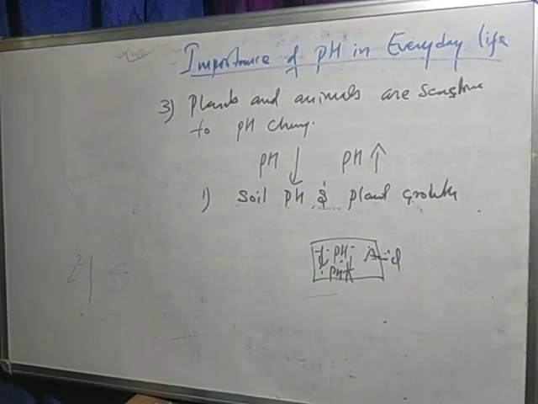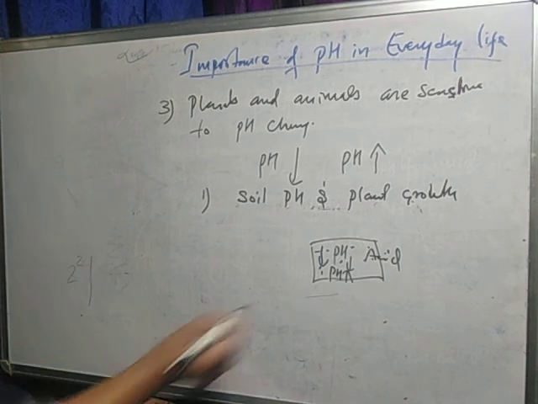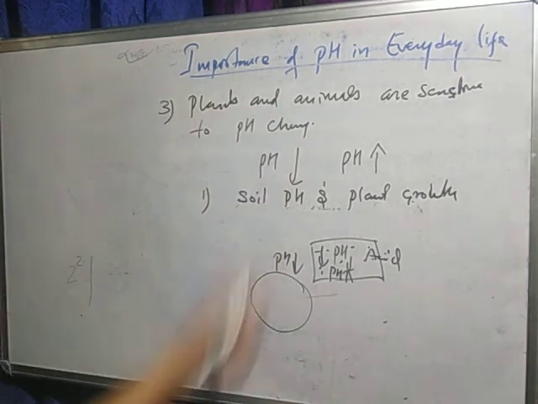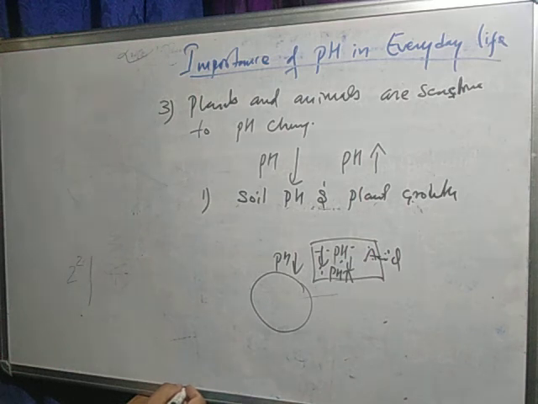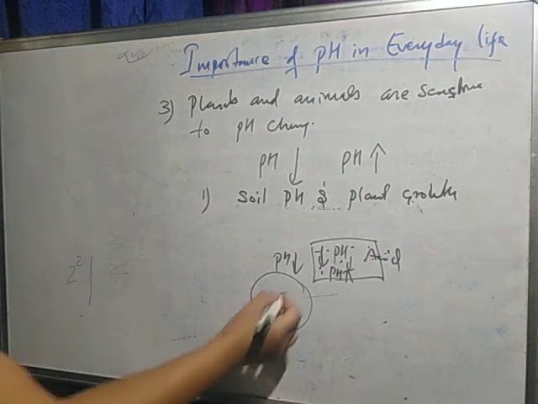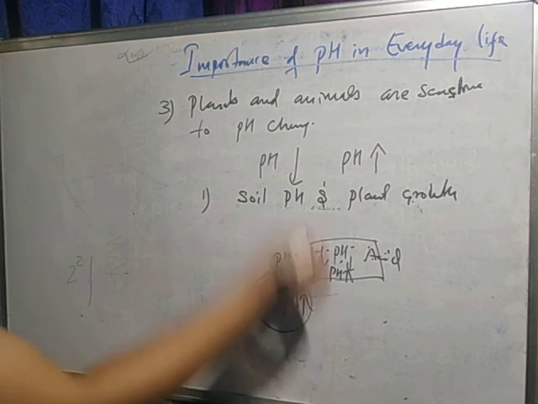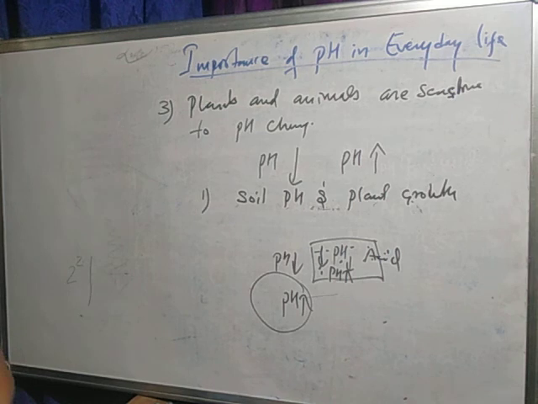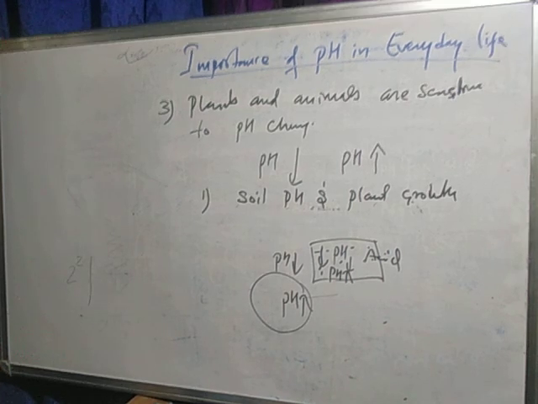Next, animals are also the same, isn't it? In a pond, if the pH of that pond is below 5.5, then your fish cannot survive. That is an acidic condition. Again, if you have a pH of more than 10, then also living things cannot survive. Clear?